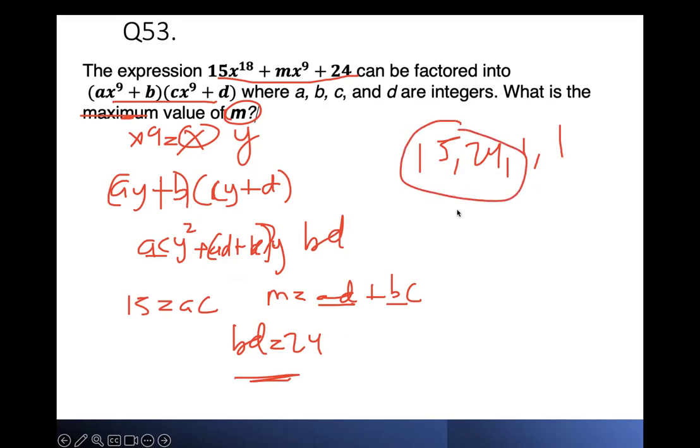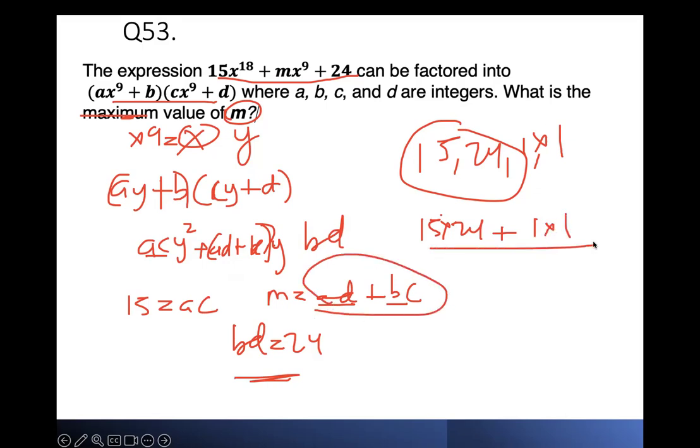Therefore, 15 times 15 will multiply, and 1 times 1 will multiply. So the equation is going to be 15 times 24. That's the key. Otherwise, you're not going to get the right answer. Plus 1 times 1. This satisfies this equation. And you know what it's going to give you. This is 360 plus 1. Don't forget the 1. You get 361. This is your right answer. The maximum value of M has to be 361.